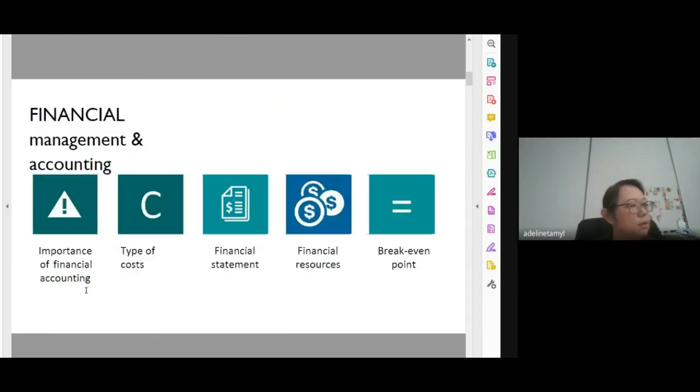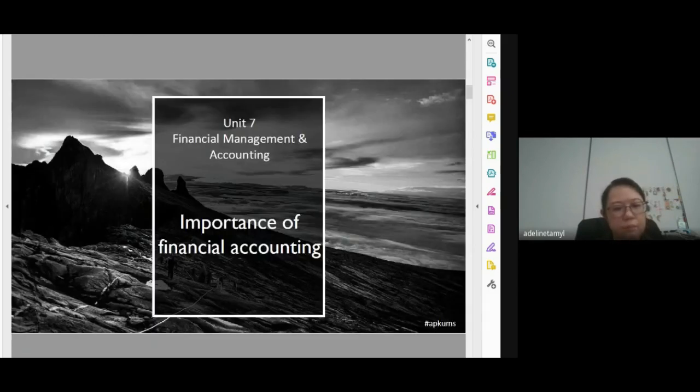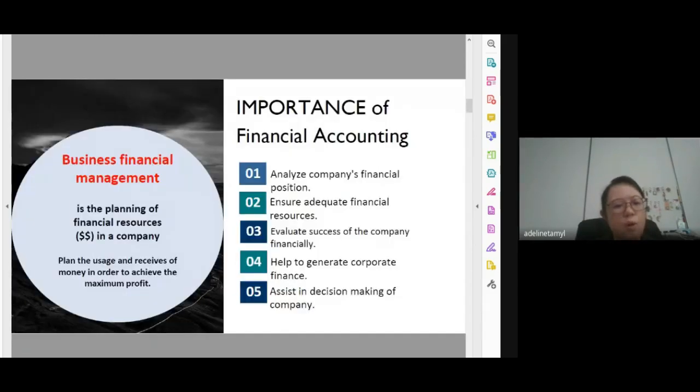So in this unit, we have 5 subtopics. First is the importance of it, type of courses, what type of cost that you have to pay, financial statement, financial resources, and break-even point. So let's look at the importance of financial management.